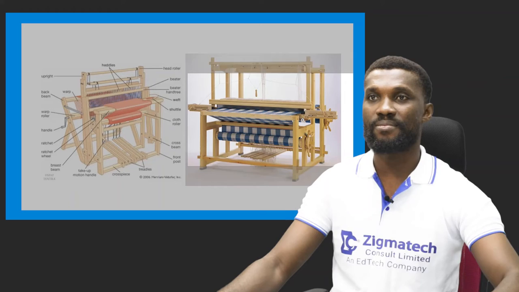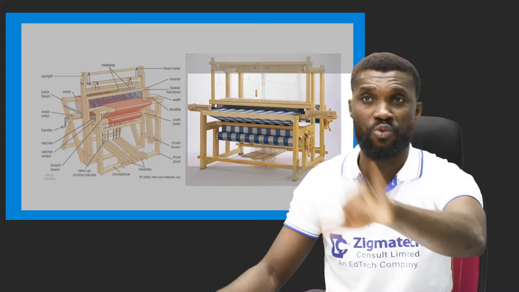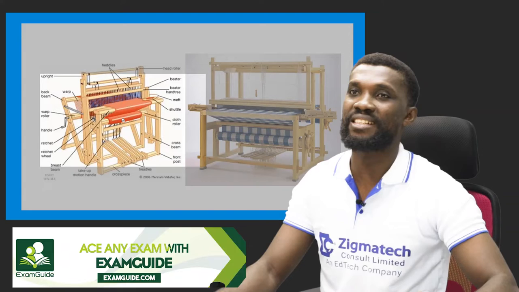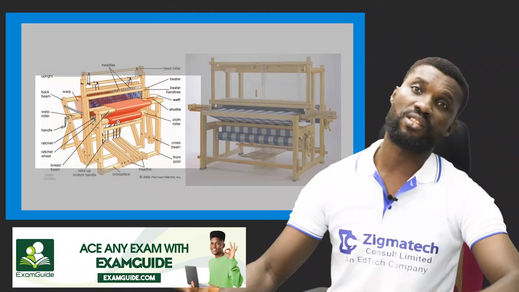Now this machine is known as what? The loom. Don't worry. We're going to talk more about this machine for that study. Now for the people that make akwete material, they use it to make this akwete. They are very expensive materials. Akwete, ashoke materials. It is one of the simple machines for weaving.